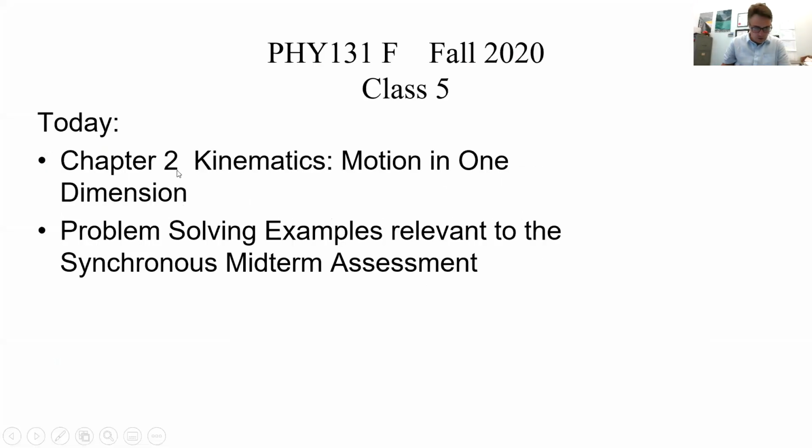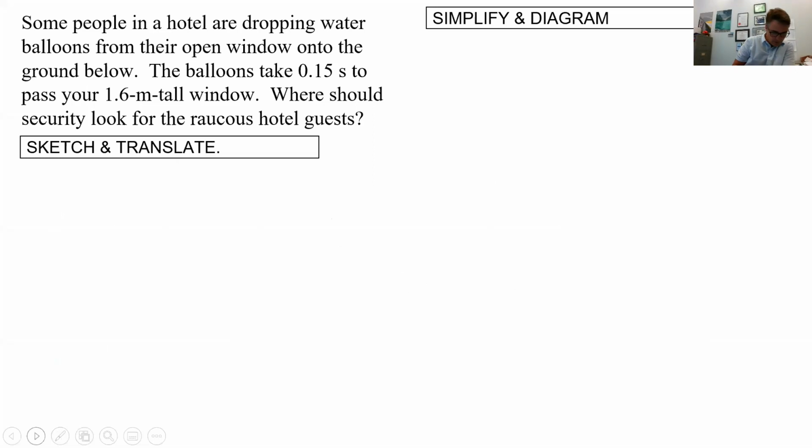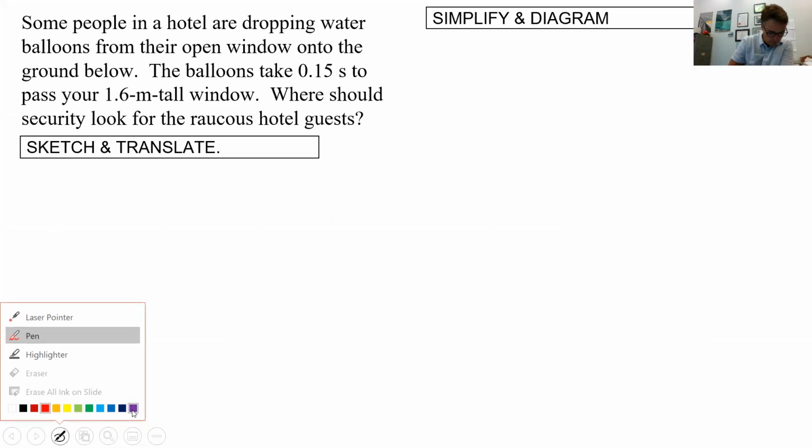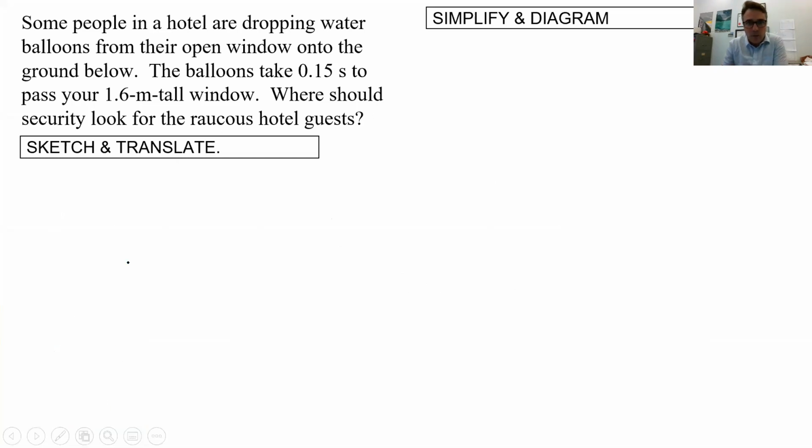So again, chapter 2, problem-solving examples that are relevant to the synchronous midterm that's coming up. So this was that question 80. Some people in a hotel are dropping water balloons from their open window onto the ground below. The balloons take 0.15 seconds to pass your 1.6 meter tall window. So how does that work?